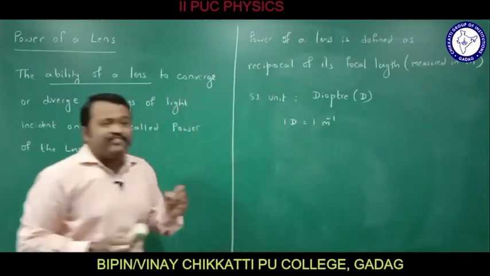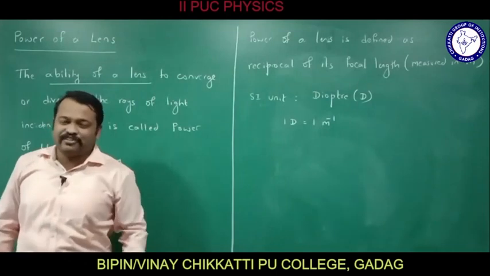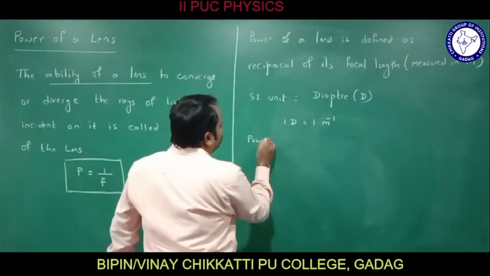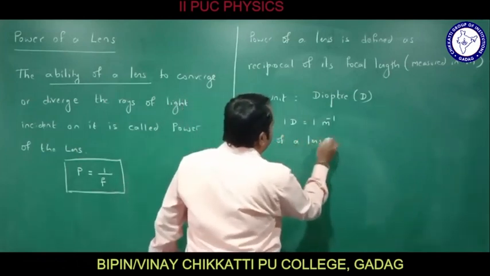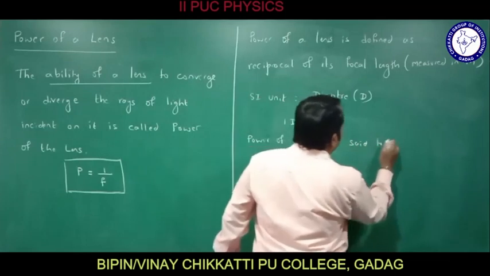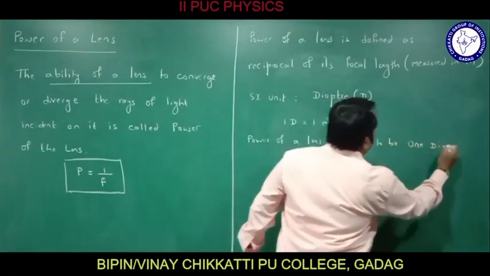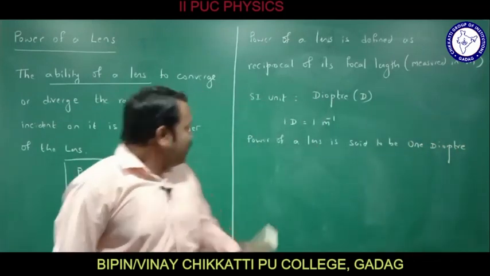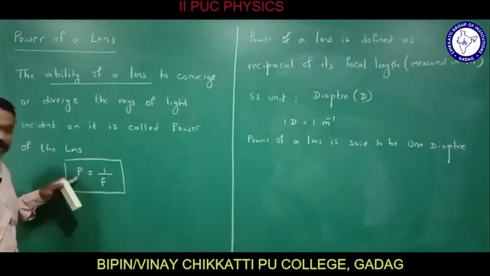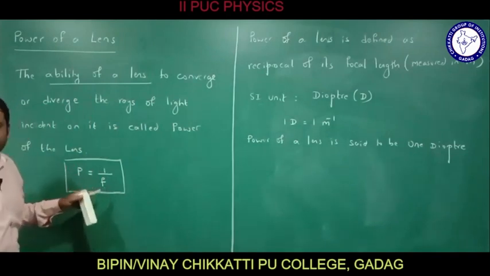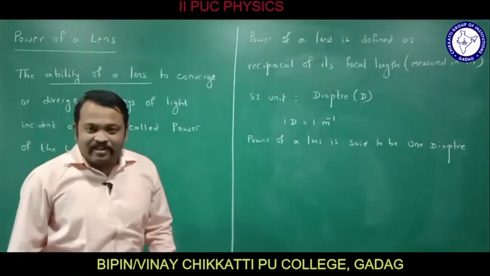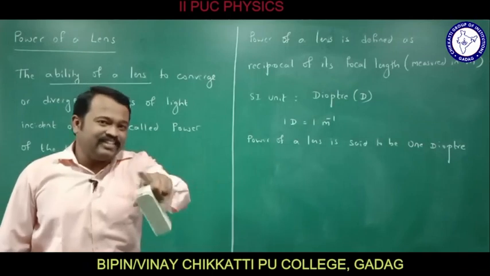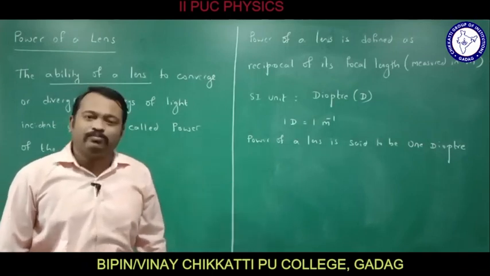Whenever we discuss an SI unit, first of all we define that SI unit. Let me define this now. When do you say the power of a lens is said to be 1 diopter? If I want to make it 1, F should be 1. What is F? Focal length. What is its unit? Meter. If a lens has a focal length of 1 meter, then the power of that lens is said to be 1 diopter.